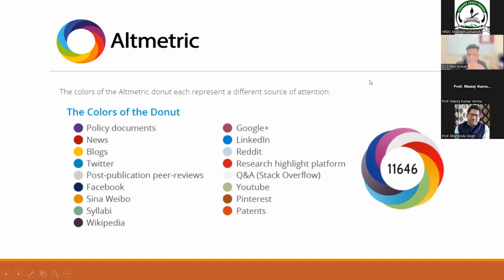So you can see in the donut, each color, for example, the blue color is for tweets. This red is for research highlights. So you can see that an article which has a presence in this many social media accounts gets more visibility. Because of that only, I'm telling you, as a researcher, as an author, you have to walk an extra mile and create your accounts on all these kinds of social media and try to publicize your work in such a way that it reaches the peer group, so that your visibility increases. If your visibility increases, your citations increase, your collaboration increases. So that is very important for all researchers in today's environment.